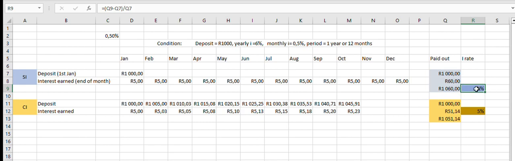Which is again 6%, which makes sense because we have already set the condition of 6% per year. So that's just a verification method.